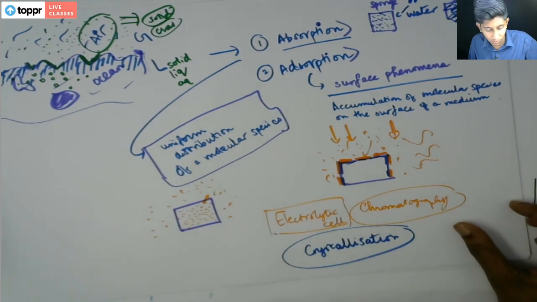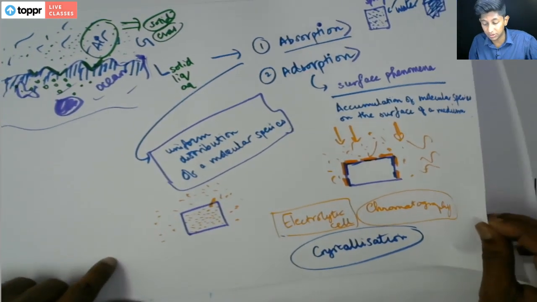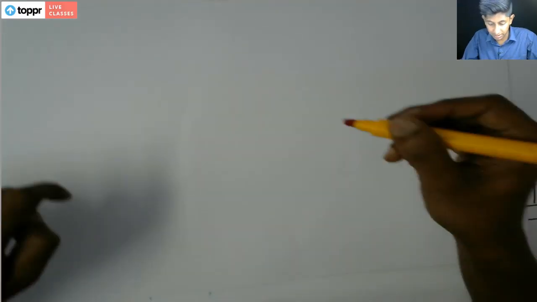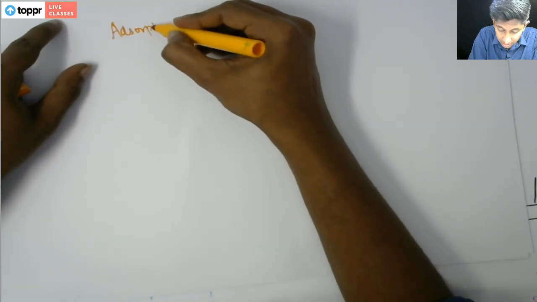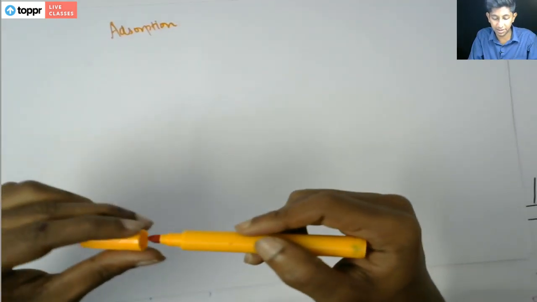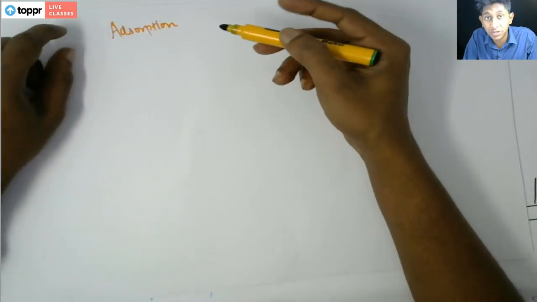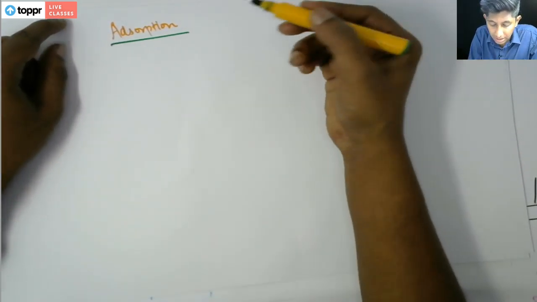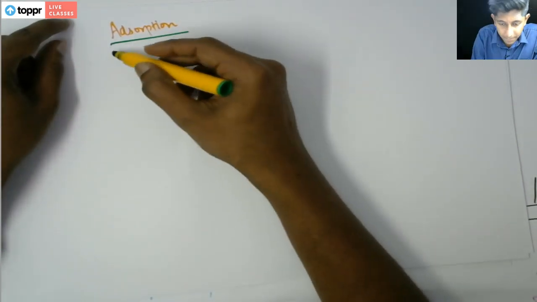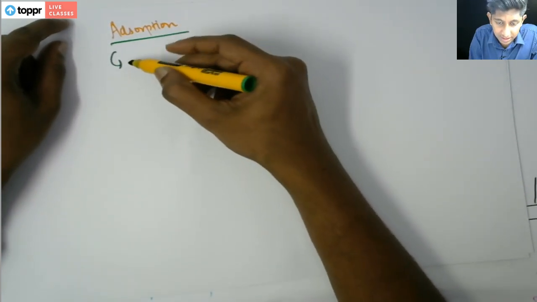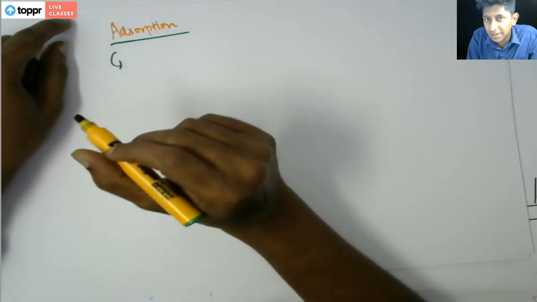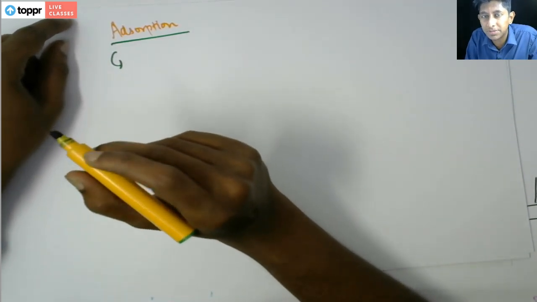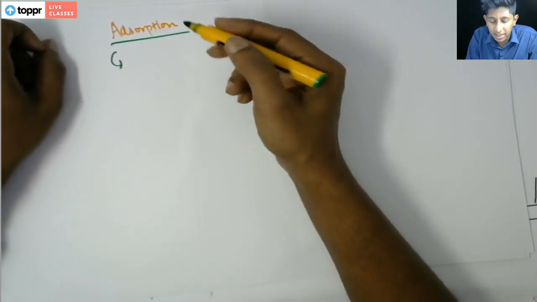So now we're going to go more into adsorption and look at the two types of adsorption. This color might be a bit bright, but let me try. Adsorption has two types. One is that it has, but before we go to types, I think I should explain a bit more about adsorption because I think it's required.